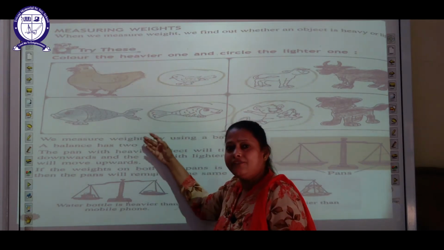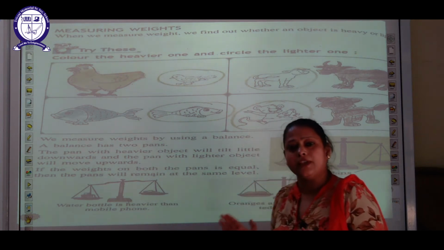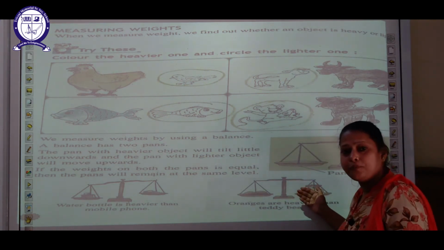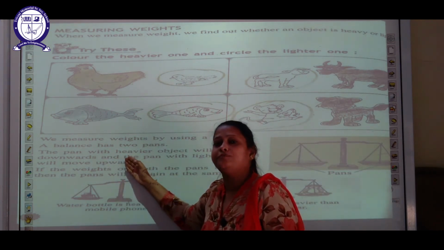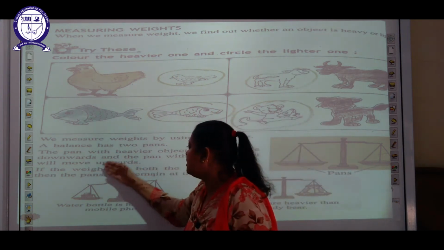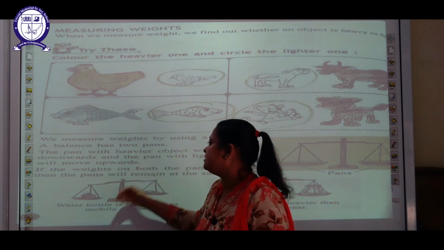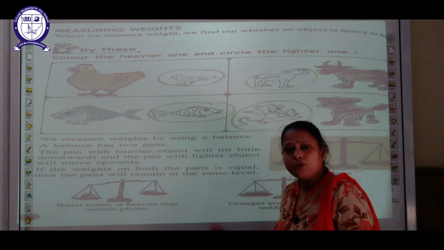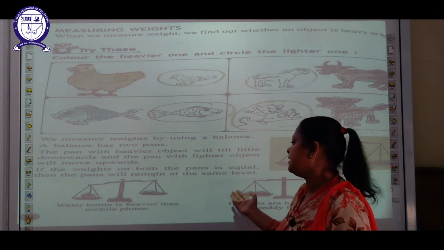Students, we measure weights by using a balance. How can we measure weight? By using a balance. This is a balance, and students, a balance has 2 pans. The pan with the heavier object will tilt downwards and the pan with the lighter object will move upwards. If the weights on both pans are equal, then the pans will remain at the same level.